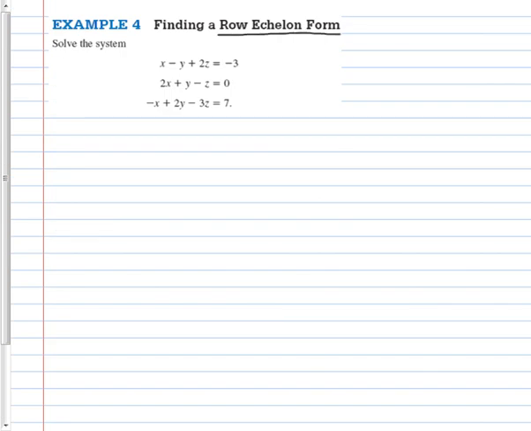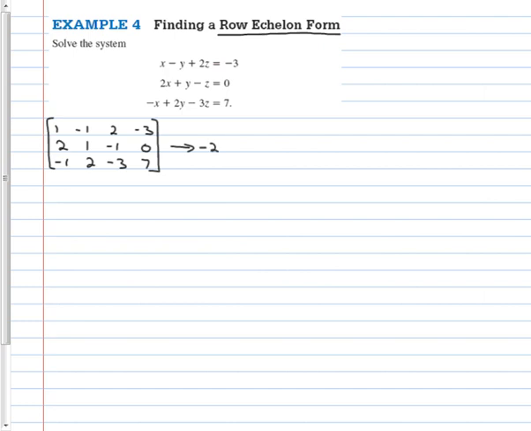They say find row echelon form. That's triangular form. But I first need to turn it into an augmented matrix. So my first row, 1, -1, 2, -3. 2, 1, -1, 0. -1, 2, -3, 7. And then I'm just going to run across, and my first row is just what I want. I start with a 1. My next row, I want to eliminate that 2.